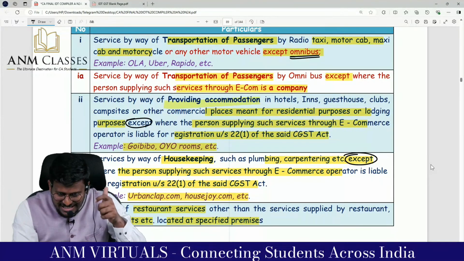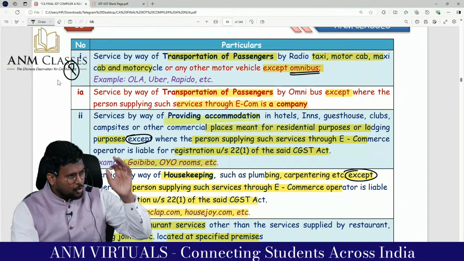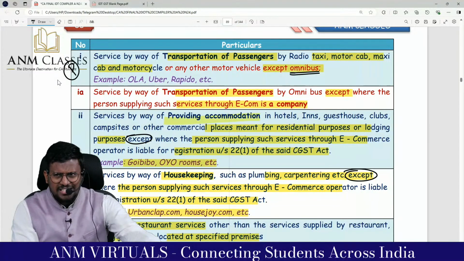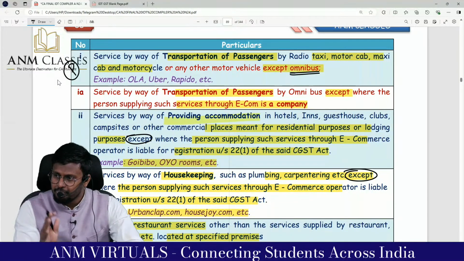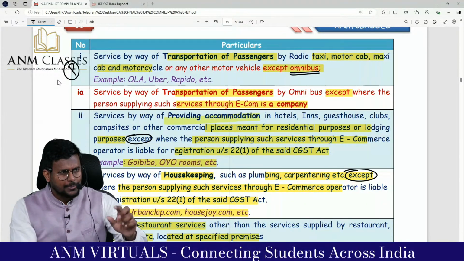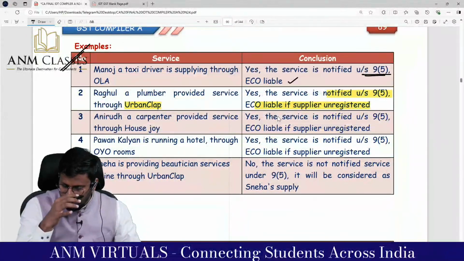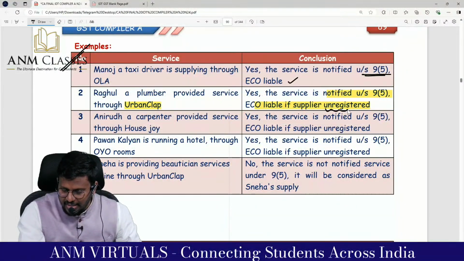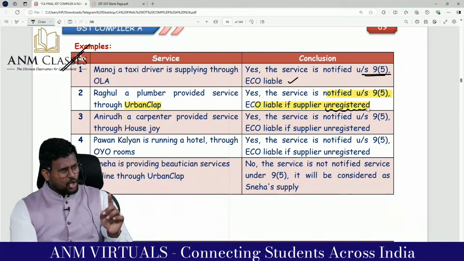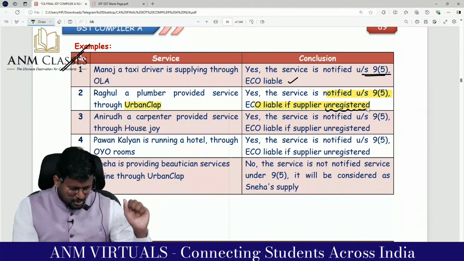But that except concept is not there for the service of transportation of passenger. For passenger transportation, always, sir, Ola and Uber are the persons who are liable to pay GST. That is, ECO will be applicable. Do you appreciate that? So this word carries a lot of meaning. Sir, if the supplier is unregistered. Because if the supplier is registered, ECO charge will not be applicable.